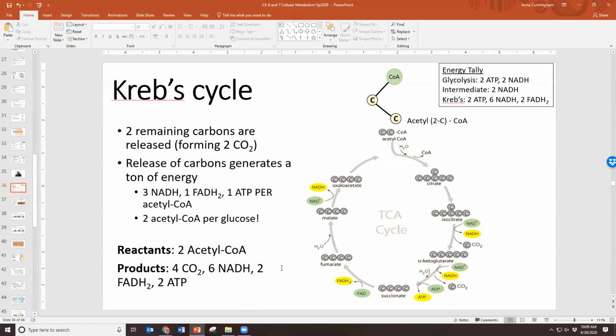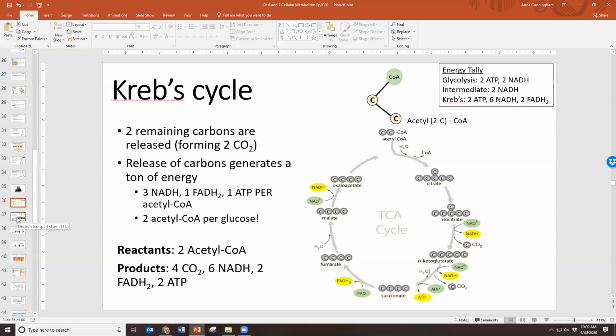So that's all I want you to know for the Krebs cycle. You don't need to know all those steps, that's for a different class. But what I do want you to know is you get a ton: 6 NADH, 2 FADH, and 2 ATP. So we have so far completely, after the Krebs cycle, completely oxidized our organic molecule. We don't have any more of the organic molecule.